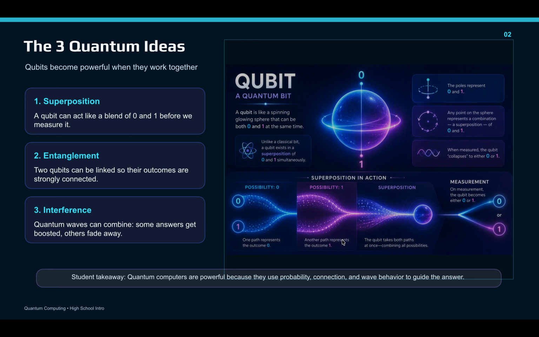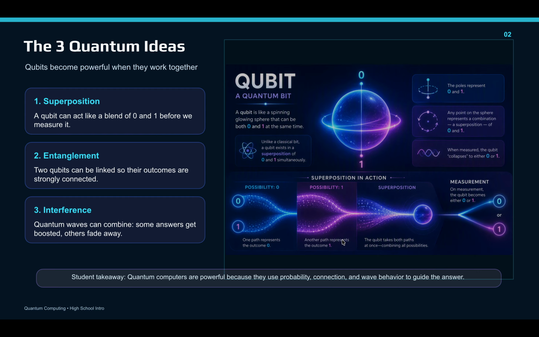And the third idea is interference. Think about waves in water. Sometimes waves become bigger when they meet, and sometimes they cancel each other out. Quantum computers use a similar idea. Quantum algorithms are designed so that useful answers become stronger while incorrect answers become weaker. And a simple way to remember this is that superposition creates possibilities, entanglement connects possibilities, and interference helps to find useful answers.